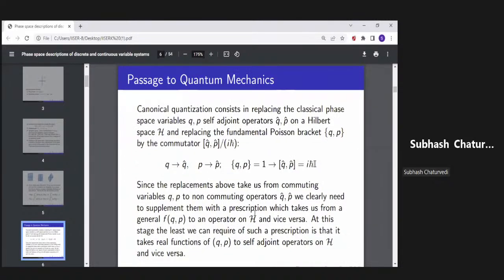Now, this is a prescription which associates with q and p operators, q hat and p hat. But what about some arbitrary function of q and p? And this problem becomes particularly important because now the operators q hat and p hat do not commute with each other. And therefore, in order to make a connection between the classical description and quantum description for any arbitrary phase space function, we need a prescription.